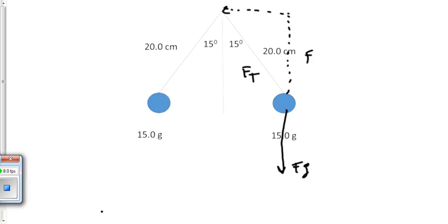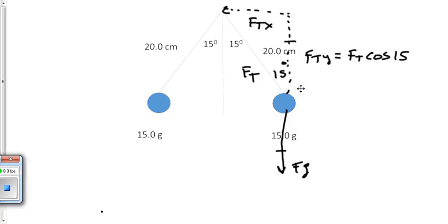This part is force tension Y. This part is force tension X. And our 15 degree angle is right here. So because nothing is moving, force tension Y has to equal force gravity. Force tension Y in this case could equal force tension times the cosine of 15. Our angle is located here. That will be the adjacent side.